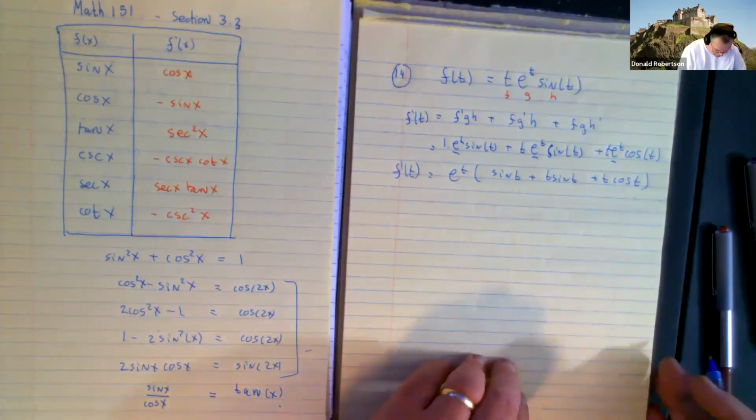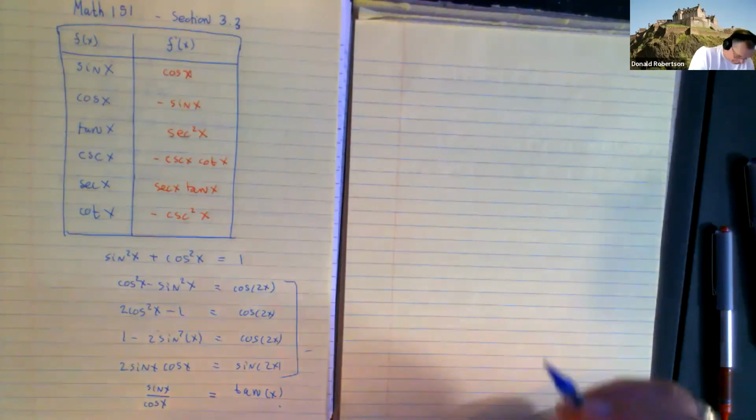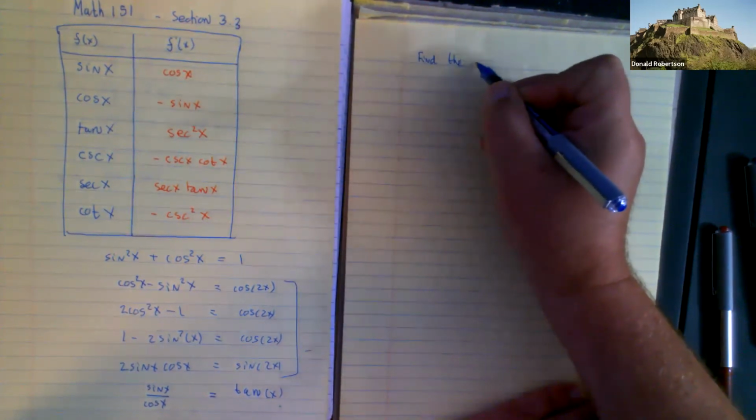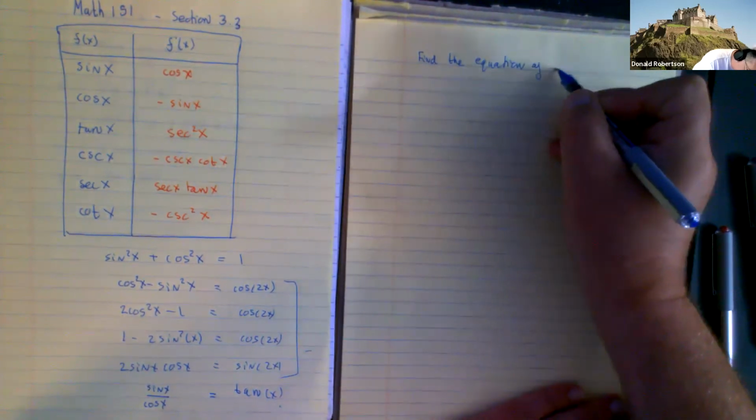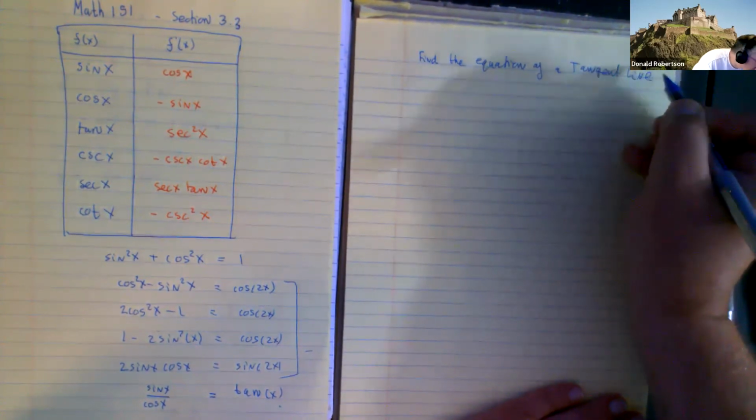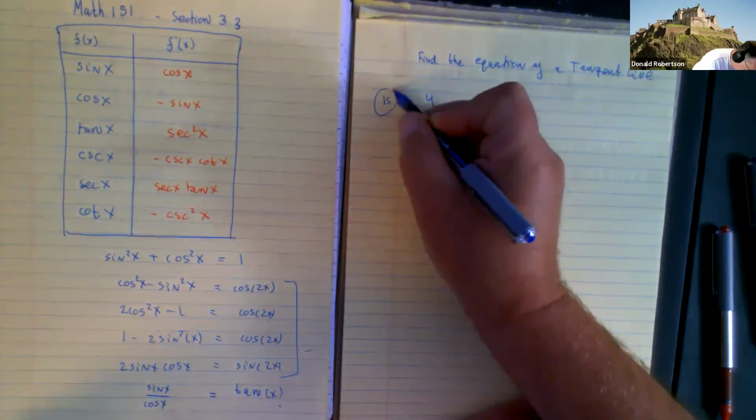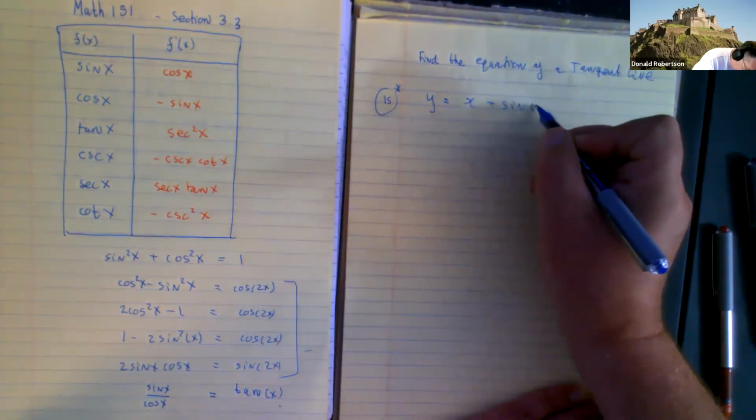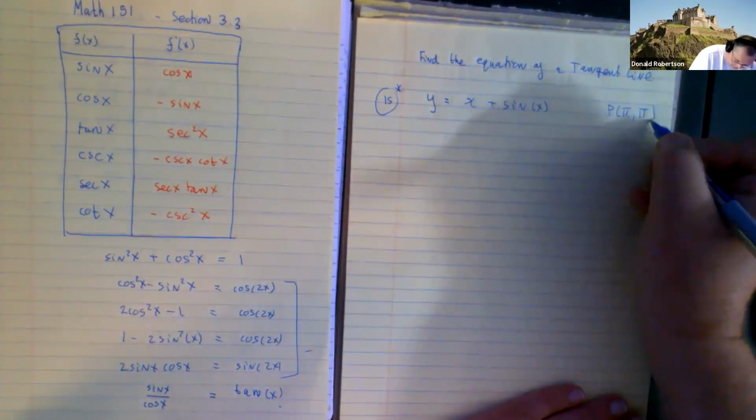Let's do another group of questions that we typically do, and that is find the equation of a tangent line. And so the function that we're going to do is version 15, and it's y equals x plus sine x, and we're being asked to do it at the point pi pi.